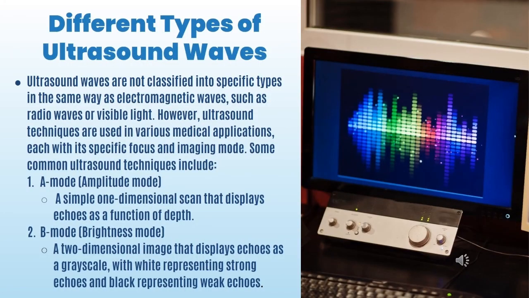So there's many different types of ultrasound waves. Ultrasound waves are not classified into specific types in the same way as electromagnetic waves, such as radio waves or visible light. However, ultrasound techniques are used in various medical applications, each with its specific focus and imaging mode. Some common ultrasound techniques include A mode, which is known as amplitude mode, a simple one-dimensional scan that displays echoes as a function of depth, such as sonar, things of that nature.